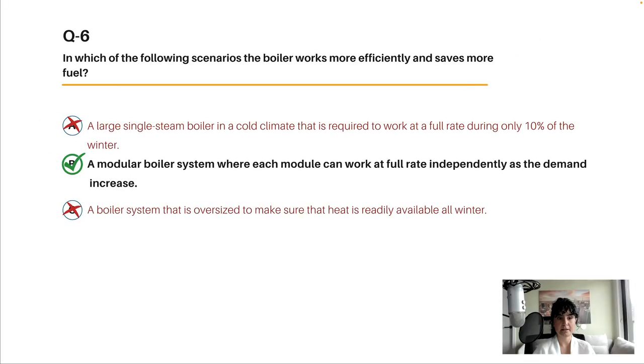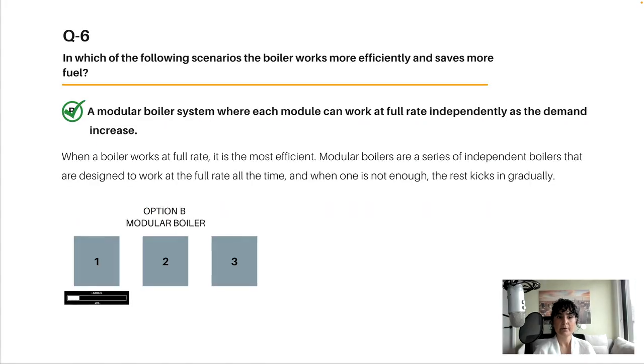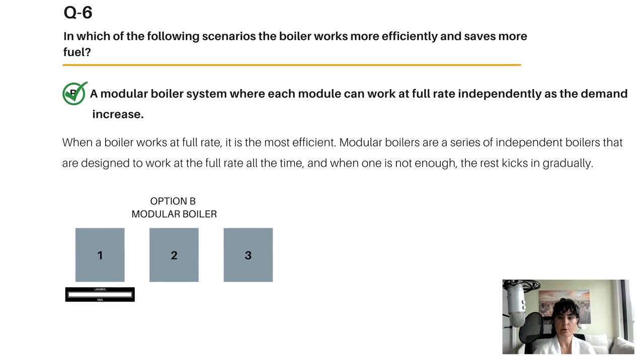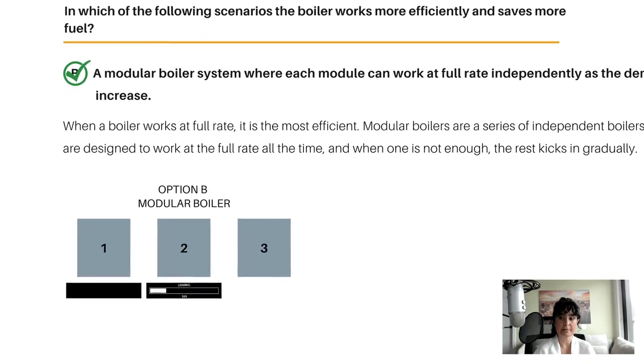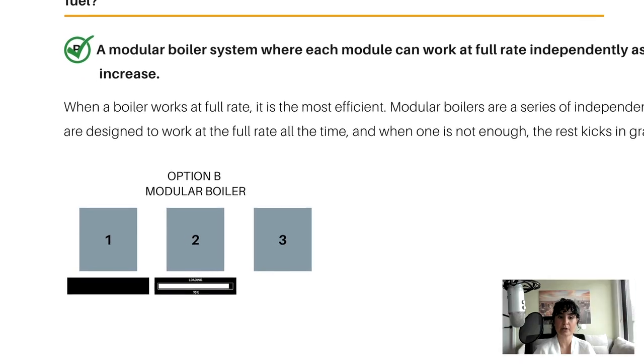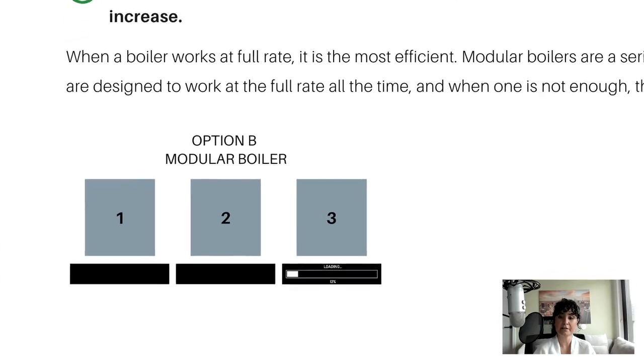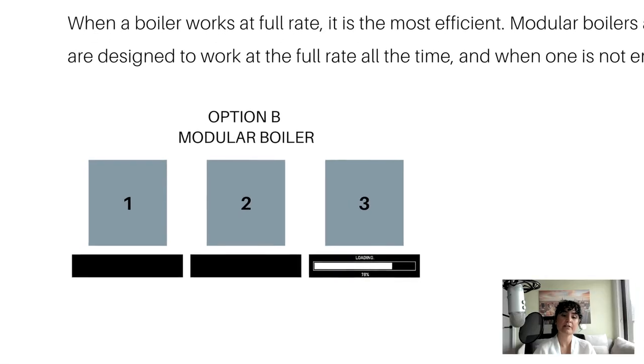Correct option is B, a modular system where each module can work at a full rate independently as the demand increases. Let's talk why. When a boiler works at full rate, it's the most efficient. Modular boilers are a series of independent boilers that are designed to work at full rate all the time, and when one is not enough, the rest kicks in gradually.